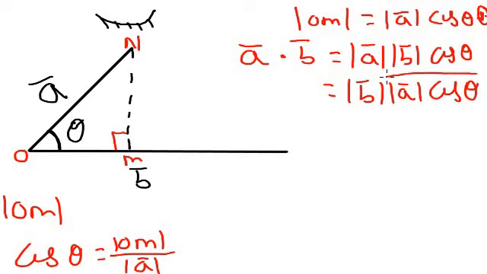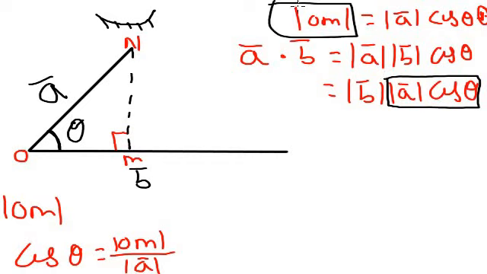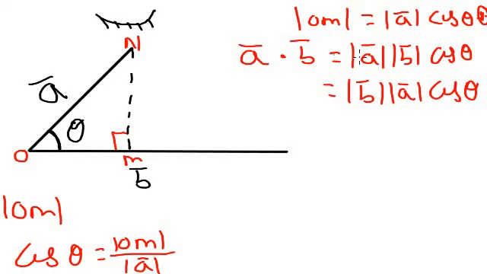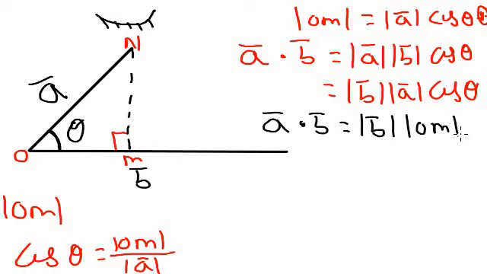You notice that what we have right here is quite similar, even the same as what we have over here. So eventually we can make substitutions. I would like to replace the magnitude of A multiplied by cosine theta with the length OM. And therefore, we can have the dot product of the two vectors A and B equal to the magnitude of vector B multiplied by the length of OM.